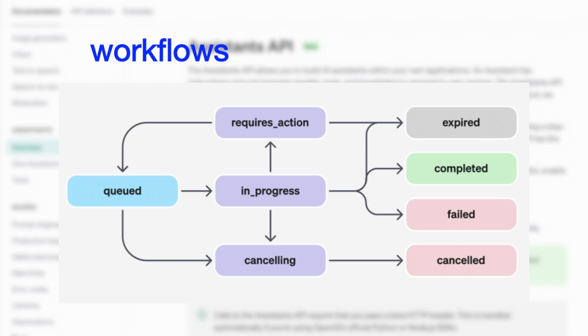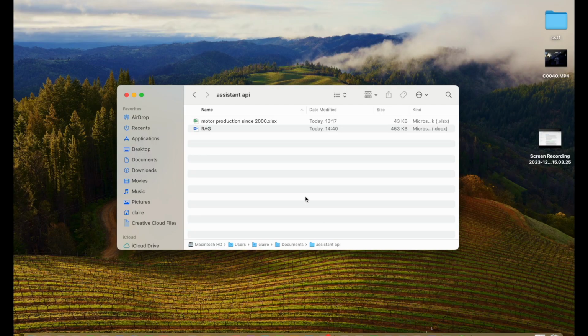Now let's dive into the coding process to see how it works. I have created a folder to manage all the files I will use while practicing with the Assistant API. Within this folder, I have two specific files. Motor Production since 2020: this file contains data that is relevant for analysis purposes. I will use it when engaging with the code interpreter function to analyze trends, patterns, and insights related to motor production.